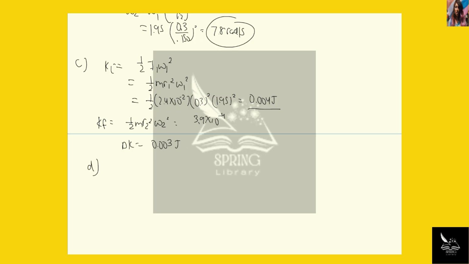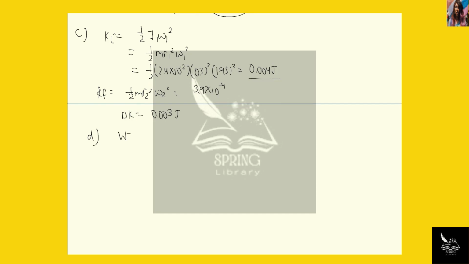Now we'd like to find, for D, how much work was done. The work is just equal to our change in kinetic energy of 0.003 joules.